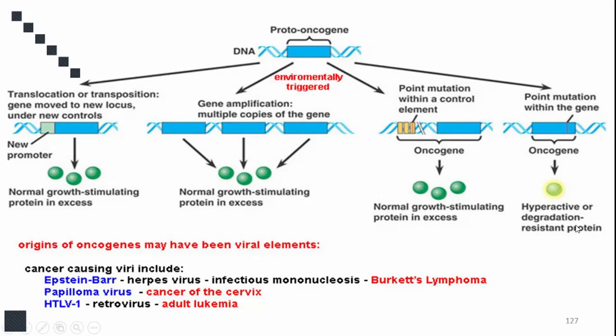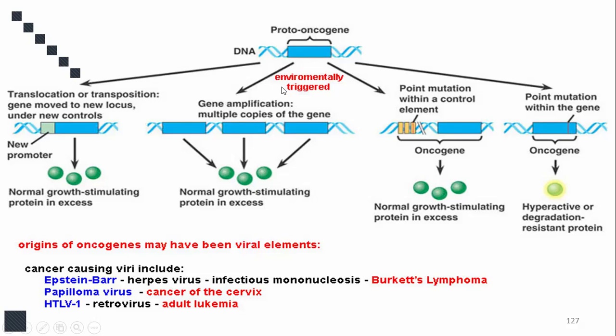So this is where you are going to have a lot of issues. The origins of oncogenes may have been viral elements, which for instance have been seen in Epstein-Barr virus, papillomavirus, and then HTLV-1 retrovirus in what we call adult leukemia.